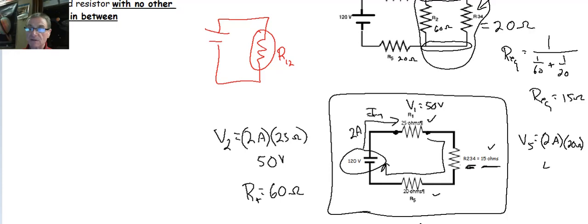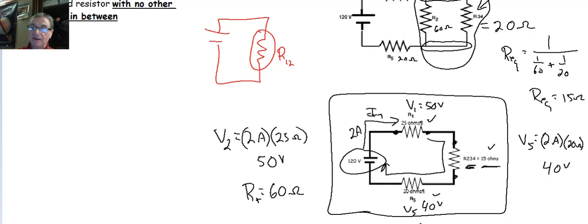And that turns out to be 40 volts, right? So I've got 40 volts across R5. So what's my voltage across R234, and how can I use that?